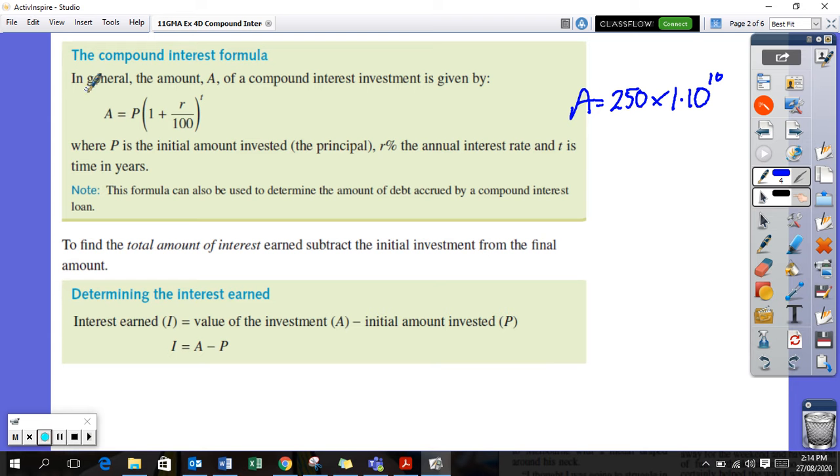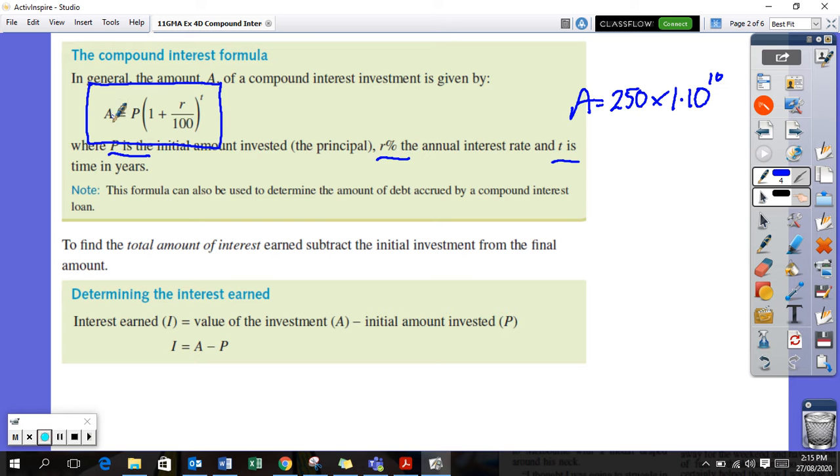So this is a formula which you need to have copied into your bound reference. Okay, and probably also copy what the different terms mean as well. P, R and T. T is the time in years, R is the annual interest rate.